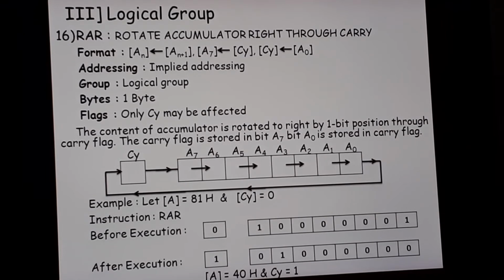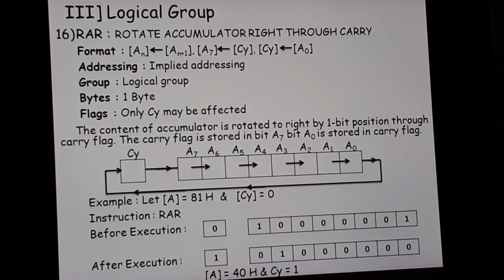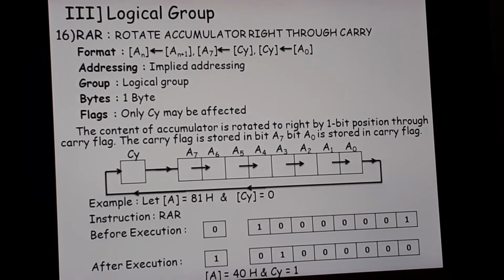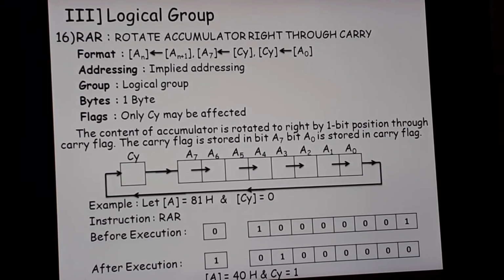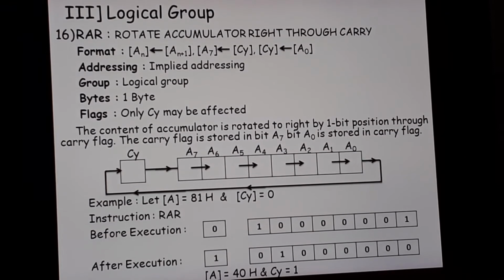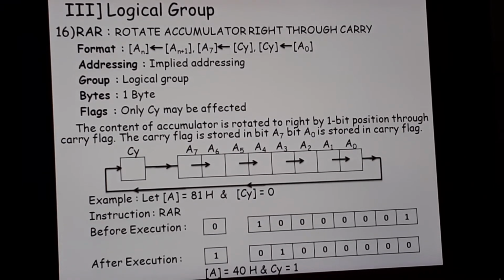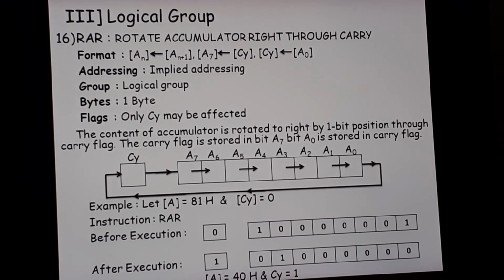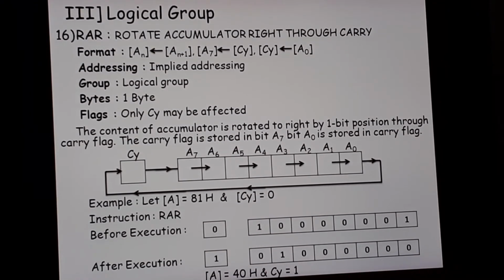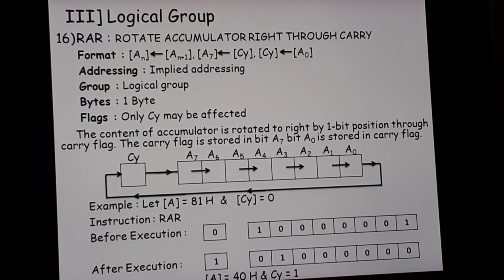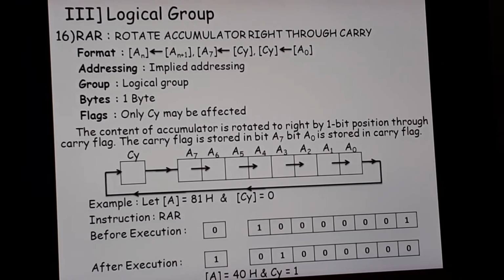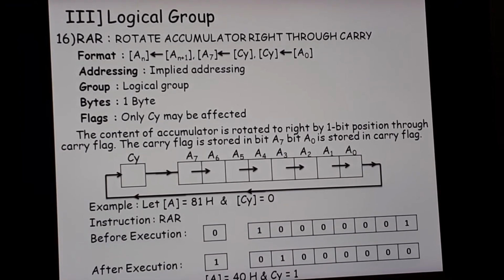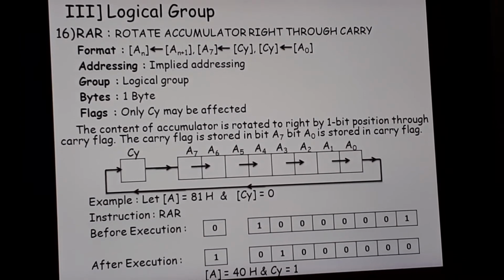only the carry flag will be affected. The explanation you will write as, the content of the accumulator is rotated to the right by 1 bit position through the carry flag. The carry flag is stored in bit A7 and bit A0 is stored in the carry flag. So see here in the diagram that I have shown, you will first start from the carry flag, or you can start from the A0 bit also if you want. You will shift the A0 bit to carry, carry bit to A7, A7 to A6, A6 to A5, like that.